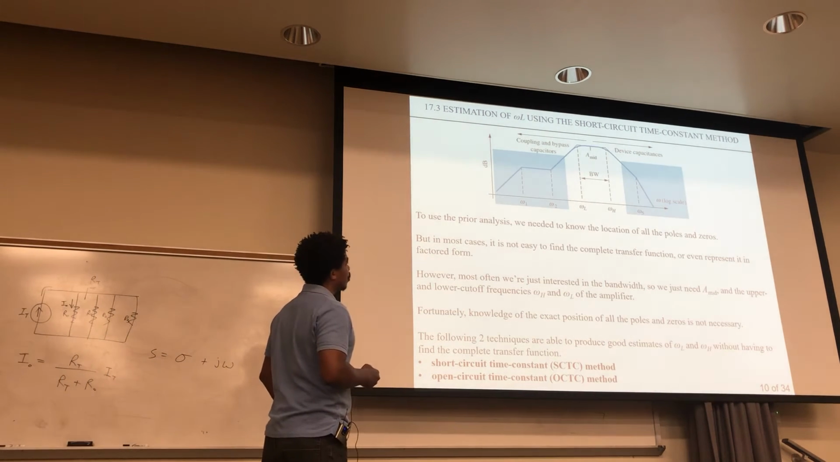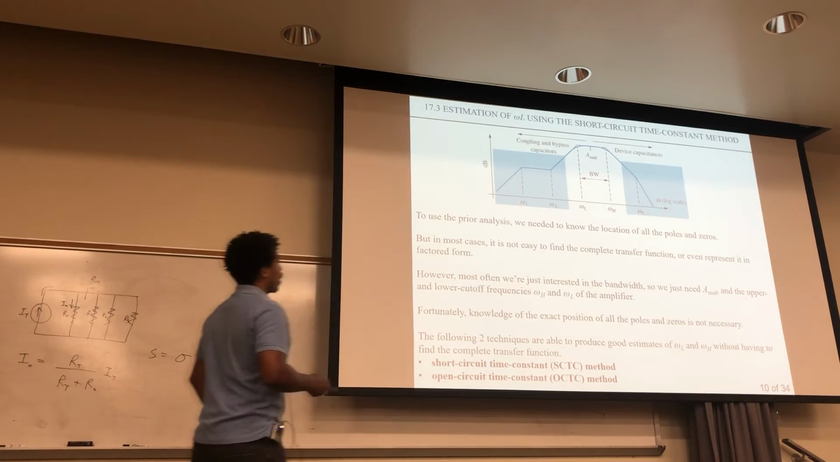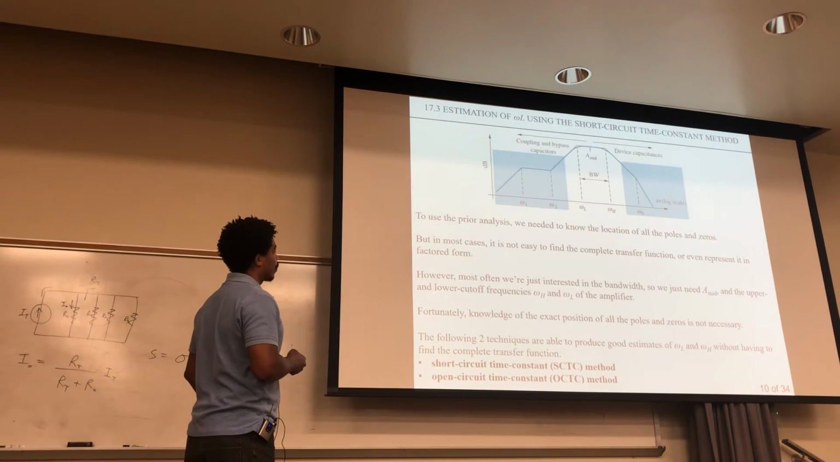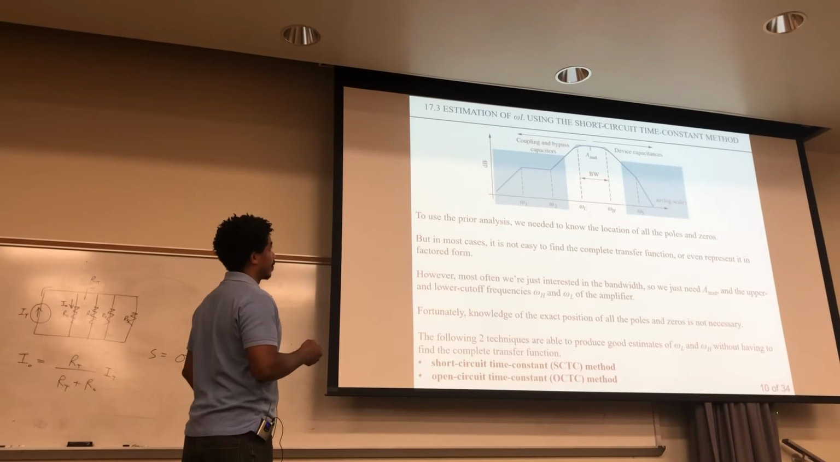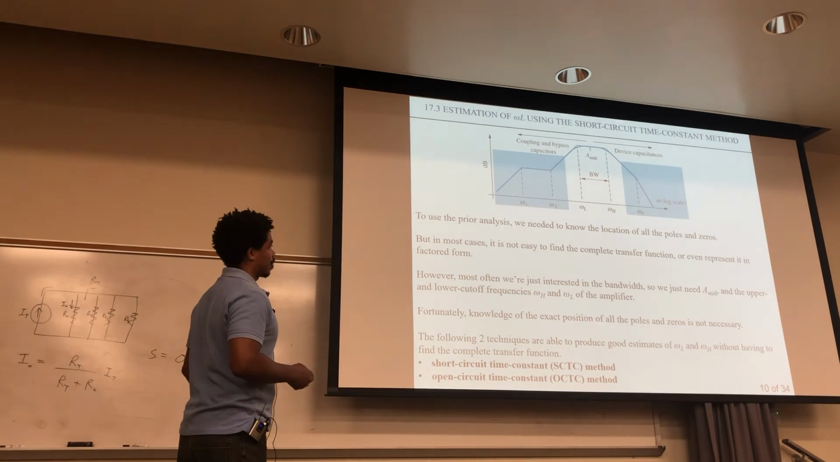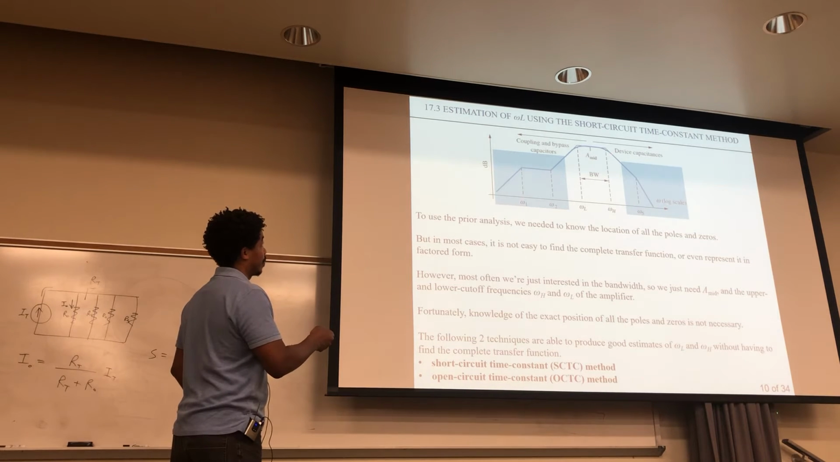However, most often we're just interested in the bandwidth, and that's from here to here, the bandwidth. And so we just need A mid for that, and the upper frequency right here, and the lower cutoff frequency right there. Right? So we just need this, this, and this, because we're mostly interested in the bandwidth. And fortunately, the knowledge of the exact position of all poles and zeros is not necessary for that. So we don't need to know all of these things. And we don't need to know what's happening here. We're just concerned with this piece right there.